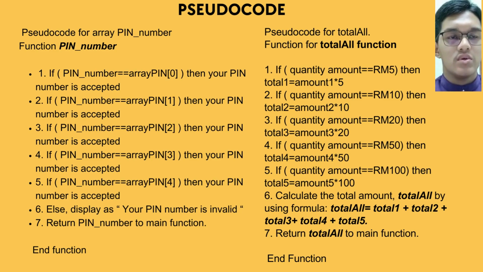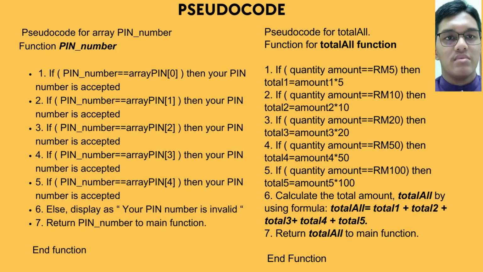Moving on to pseudocode. This is where the client enters the information. First, they enter the PIN number, then they enter the total amount, and then they enter the array total to choose from. On to the next one. Pseudocode for array PIN number. This is to allow the client to choose an array PIN.